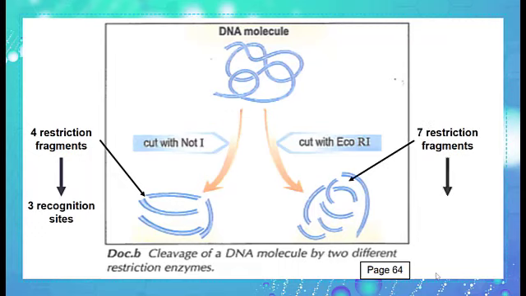This indicates that the recognition site of EcoR1 is repeated 6 times in this molecule. So, as you can see, each restriction enzyme acts in a specific way even on the same DNA molecule.